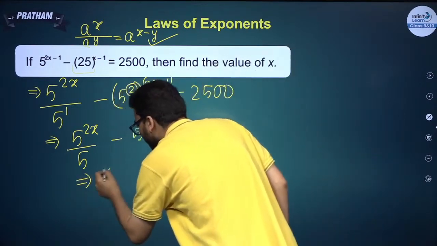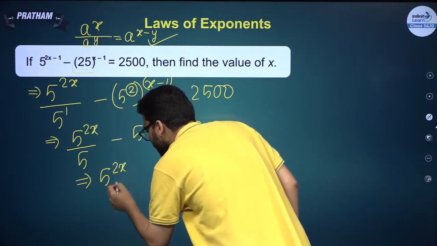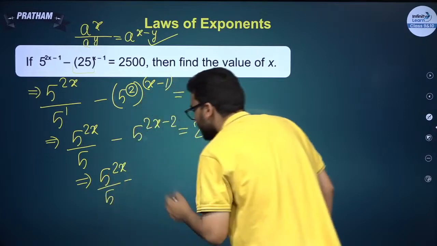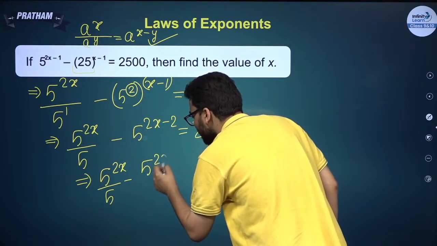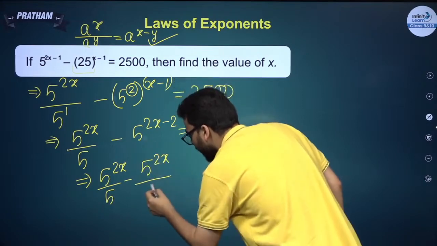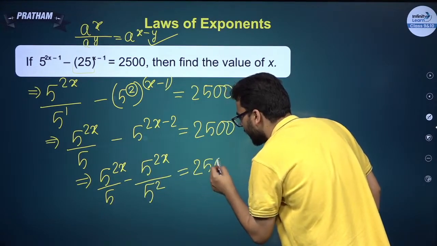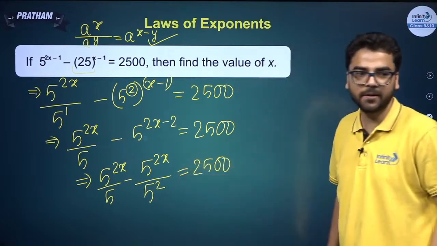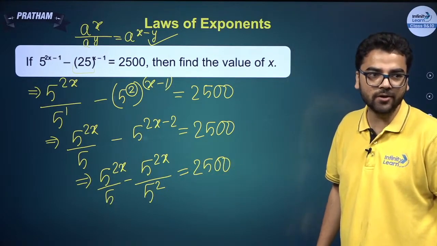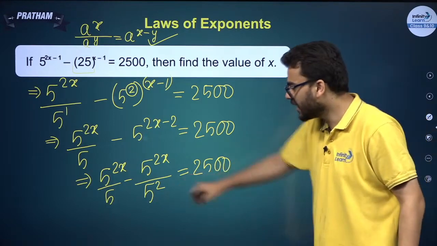So I can write 5 raised to the power 2x upon 5 minus 5 raised to the power 2x, and I can take 5 square in the denominator, something like this, and that is equal to 2500. I hope this is clear up till here. Okay, let's see if it is correct or not, Kalpa. I hope this is clear up till here.